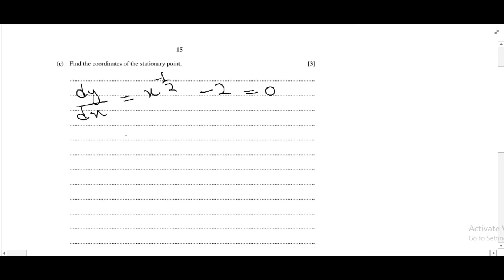So it becomes x to the power of negative half equals 2. So 1 over square root of x equals 2, and 1/2 is equal to square root of x, and x is equal to 1/4.